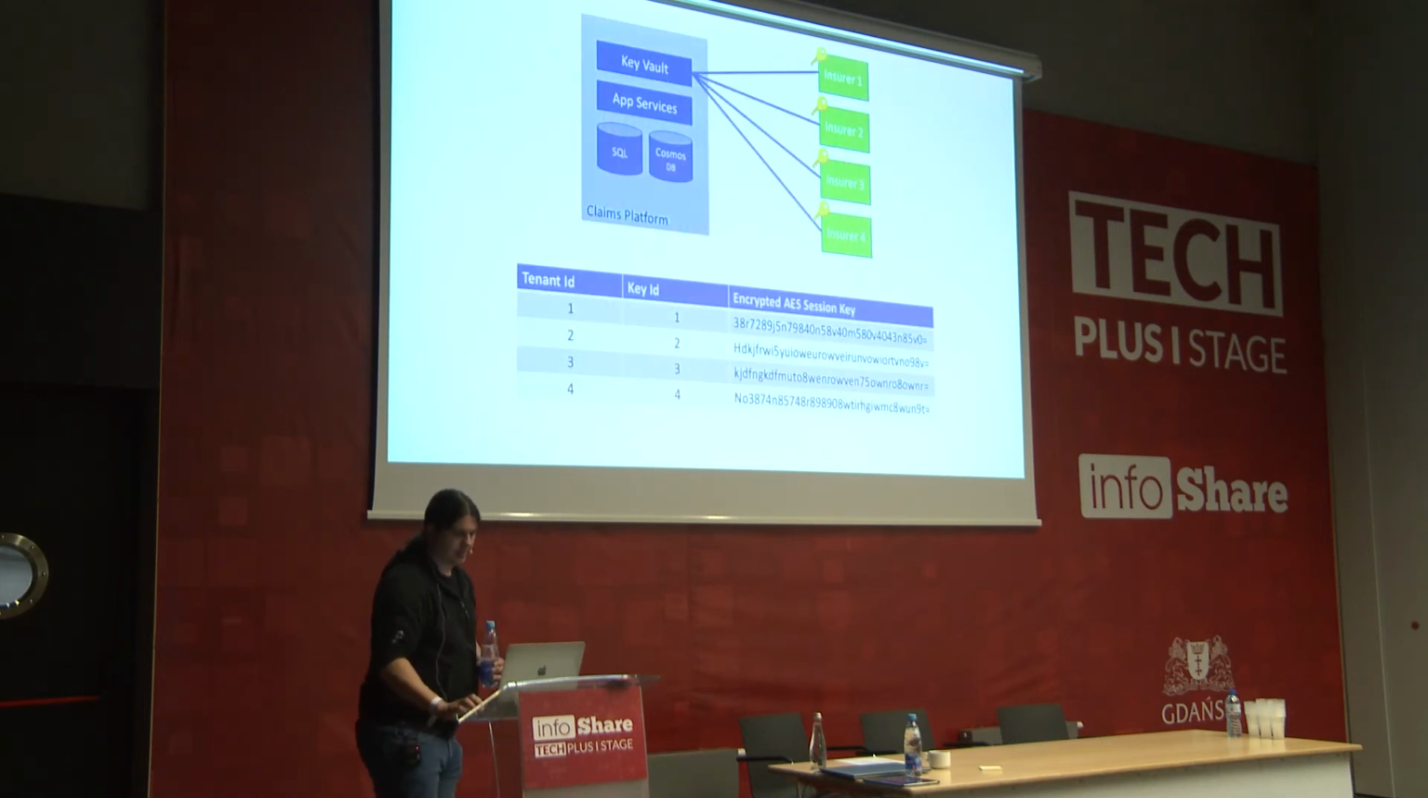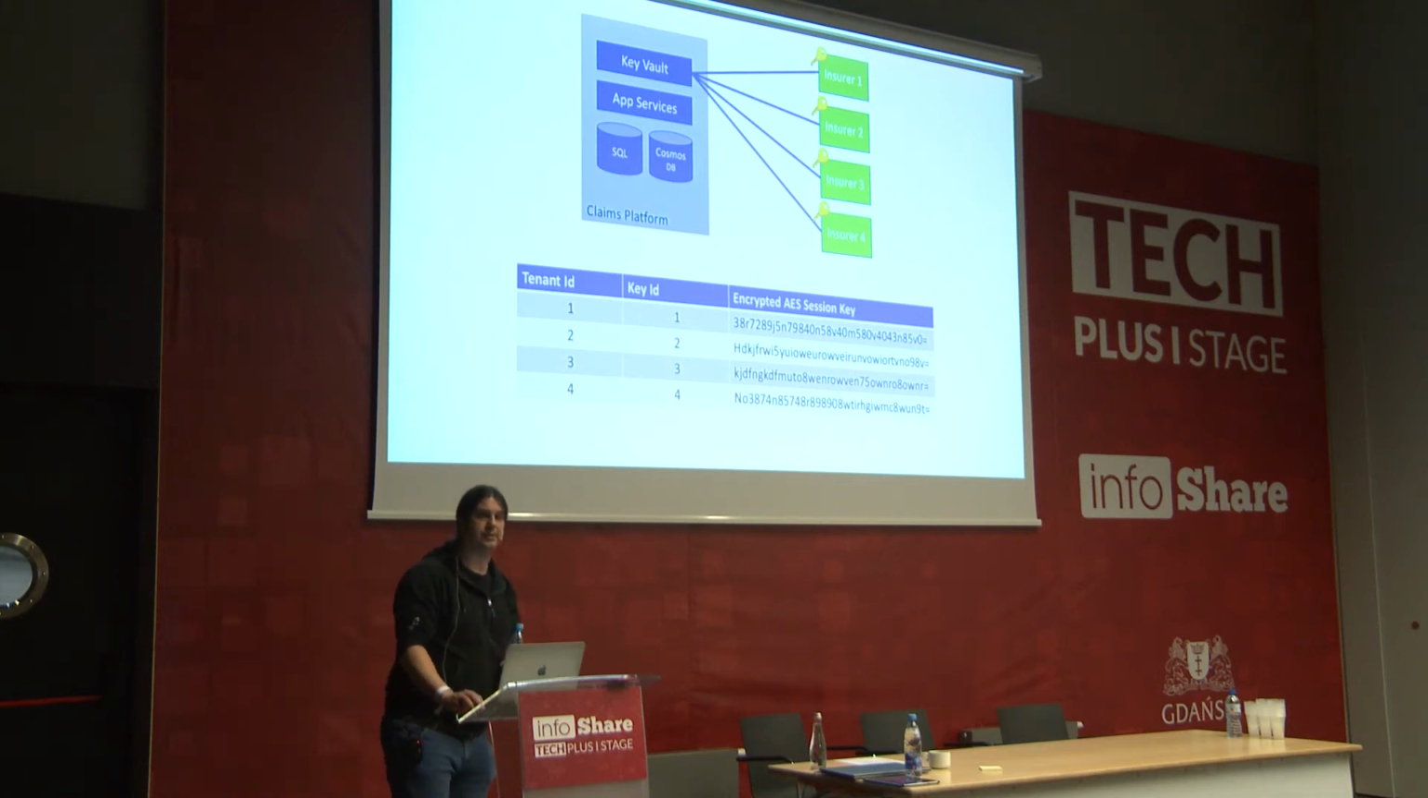So that looks something typically like this. You've got the Key Vault and some app services and a bunch of databases. Each insurer has their own encryption key. So we've got insurer 1, 2, 3, and 4. In the database, we had something like a tenant ID, which related back to the insurance company itself. And we had a key ID. And then we had their encrypted AES session key, which is stored in the database. But all of those keys were protected using the keys in the Key Vault.